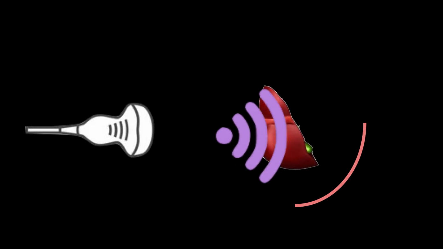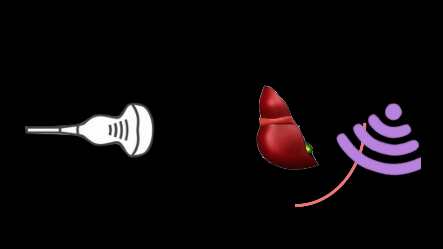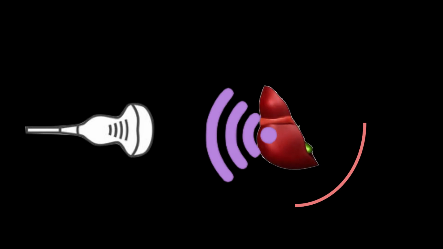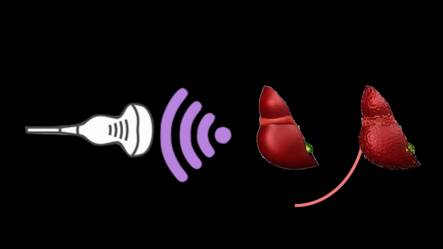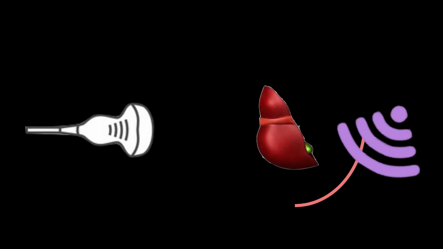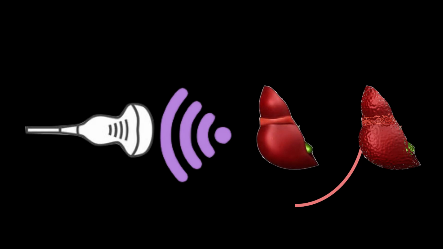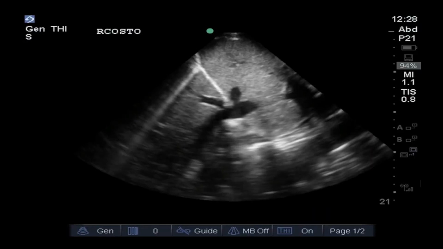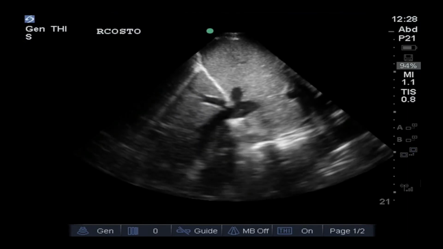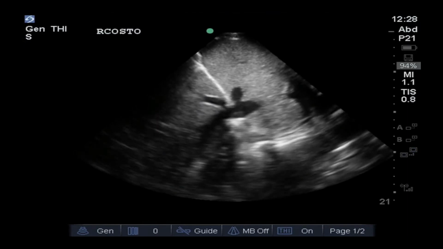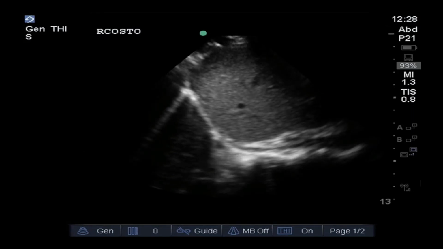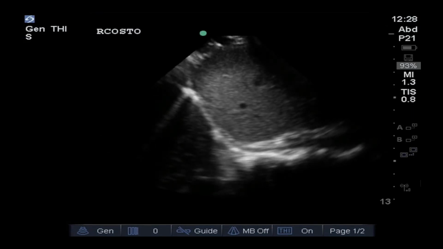The machine will mistakenly assume that these echoes that have taken longer to return are being reflected by a deeper structure, and so will project a second image deeper than the real structure. This is a good point to remember. The mirror image will always be deeper than the real one. Luckily, there are tricks to know you are in the presence of mirror image artifact and ways to reduce it.